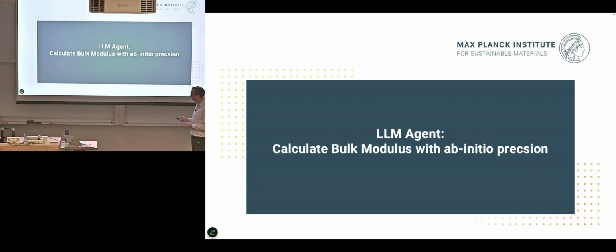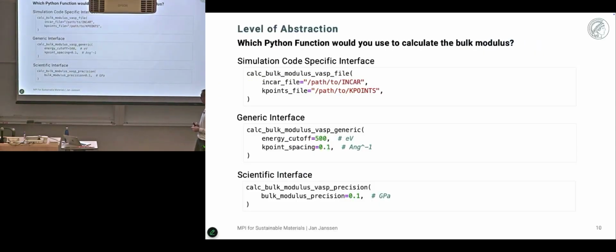There's an easy one. And I brought 3 examples of how a Python function could look. And maybe just to wake up the students a bit more, which one would you prefer? Right? Do you want to have input files, maybe in a very specific format for a specific code, or maybe a generic format where it would be similar for all codes, but still technical parameters for the specific method, in this case plane wave density functional theory, or, when we calculate the bulk modulus, just ask for the precision of the final result that we want as an output.